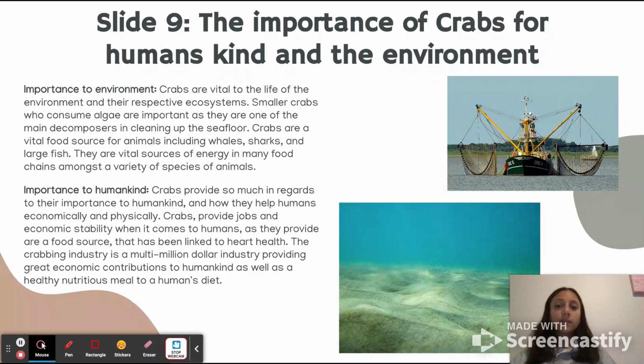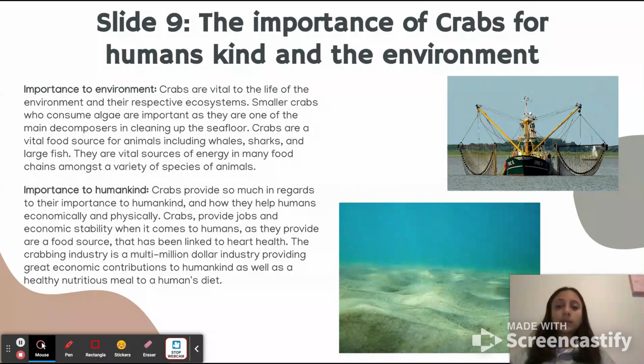Importance to the environment. Crabs are vital to the life of the environment in their respective ecosystems. Smaller crabs who consume algae are important as they are one of the main decomposers in cleaning up the seafloor. Crabs are a vital food source for animals including whales, sharks, and large fish, and they're vital sources of energy in many food chains amongst a variety of species of animals.